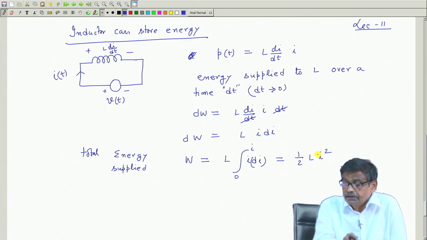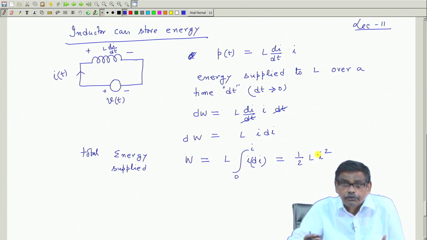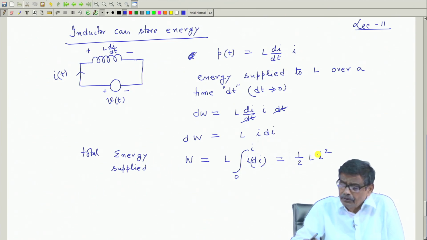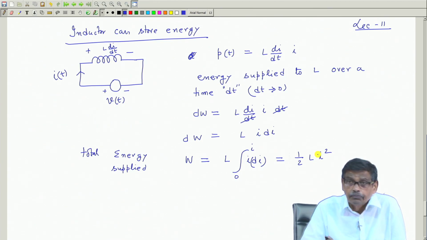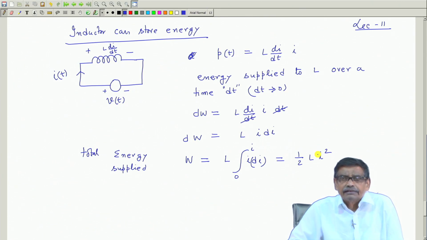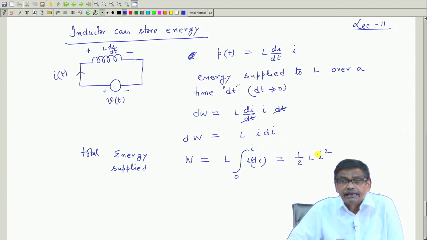As I told you, since you are passing some current at any given time t, if the current is high, Ni by L is H, H into mu is your B, and the magnetic field B square by 2 mu 0 is a measure of the energy stored per unit volume. Therefore, this energy will be stored in the magnetic lines of force. Whatever energy I have supplied has not been lost, but is stored in the inductor. So far as circuit analysis is concerned, we will not go to the level of flux lines, but one must know that it is stored in the magnetic field, and that the inductor has the capacity to store energy.